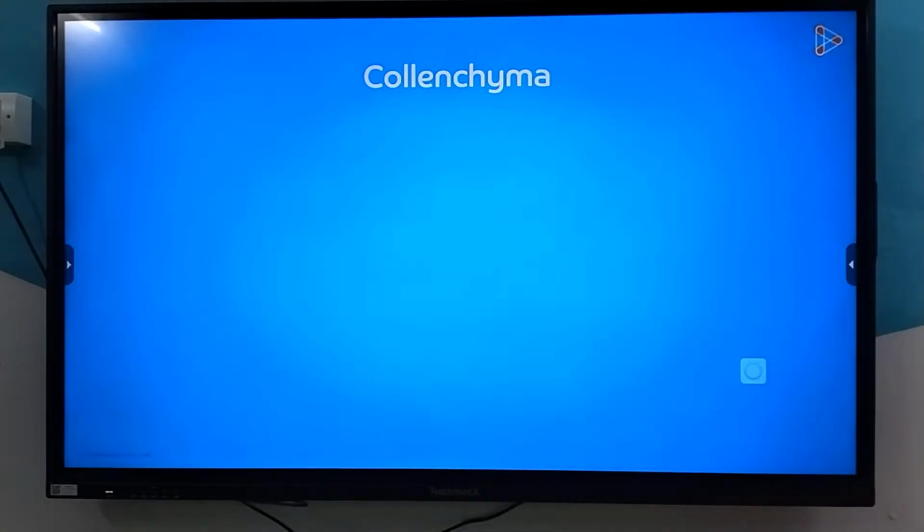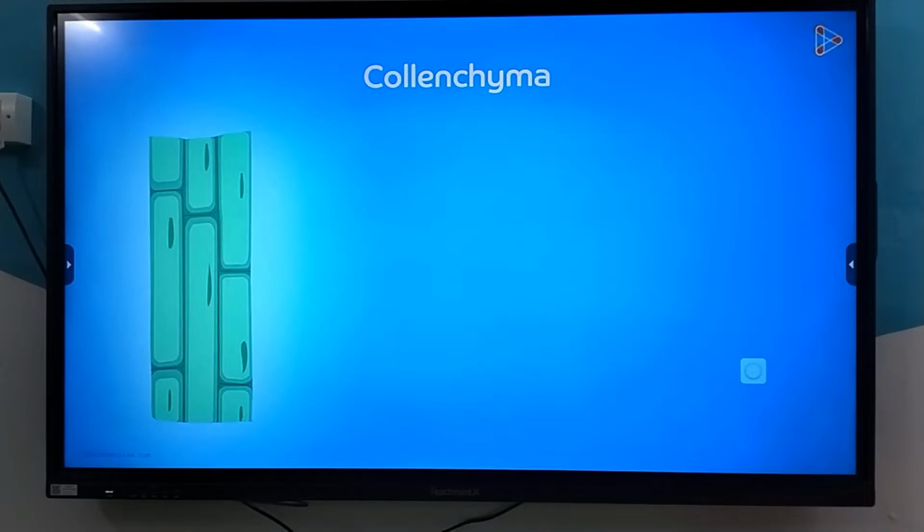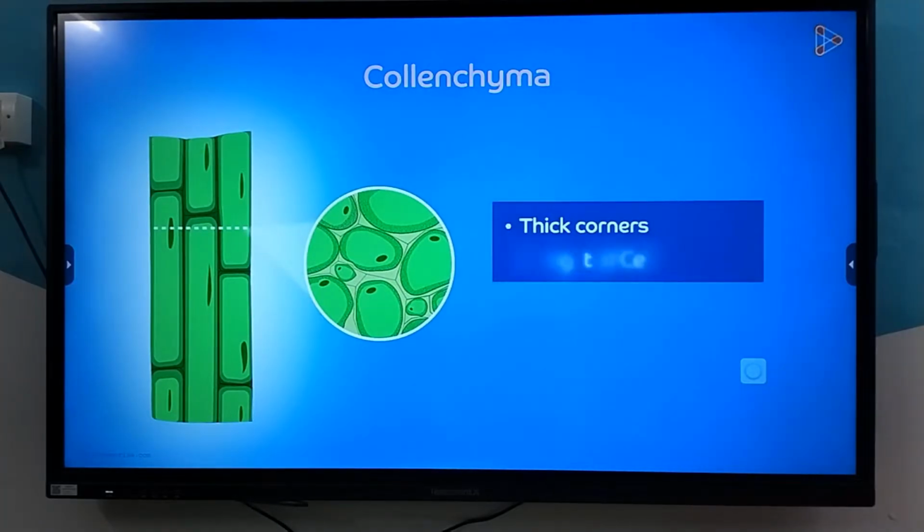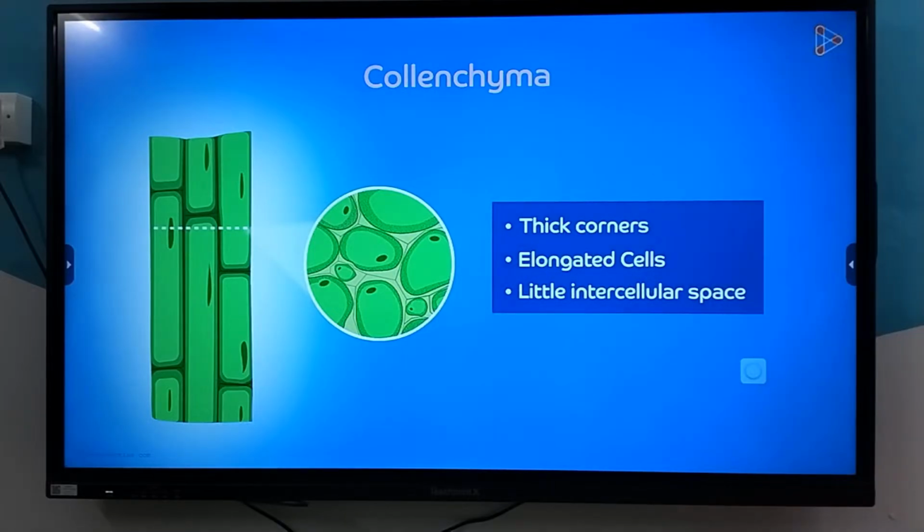So what do you think will the tissues be made up of? In contrast to the previous one, it contains cells with thick corners, which are elongated in shape and possess very little intercellular space. And these cells are also, of course, living cells.